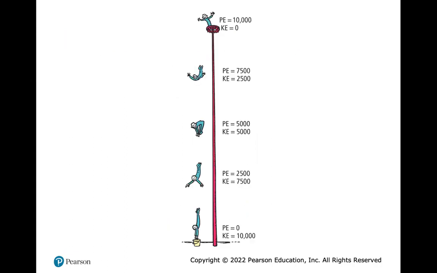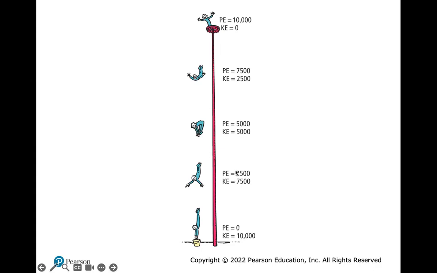Now here's a little example of conversion of potential energy to kinetic energy. At the top of this image, the diver has 10,000 joules of potential energy and 0 kinetic energy because he's standing, he's not moving. Now you can see how his potential energy decreases as he goes towards his little bucket. What happens to his kinetic energy? It increases. Here the potential is 7,500 and the kinetic energy is 2,500. Here, at the midpoint, it's half and half: 5,000 joules of potential energy, 5,000 joules of kinetic energy.